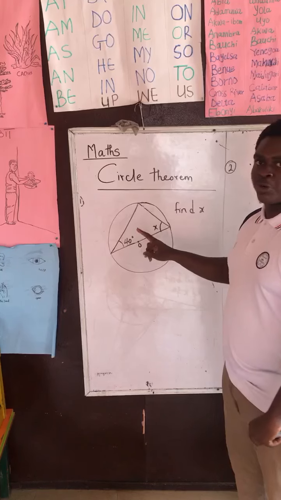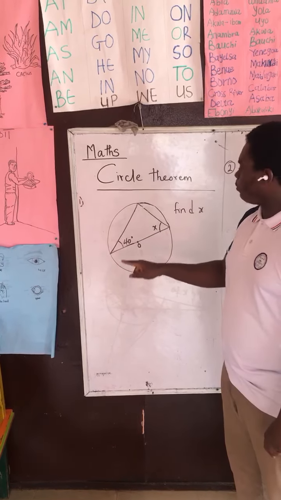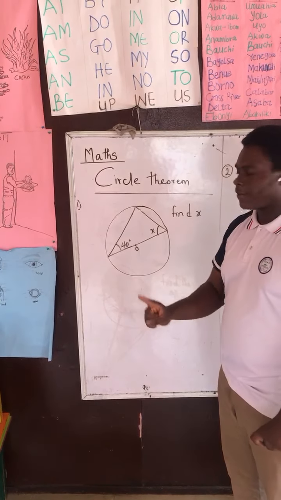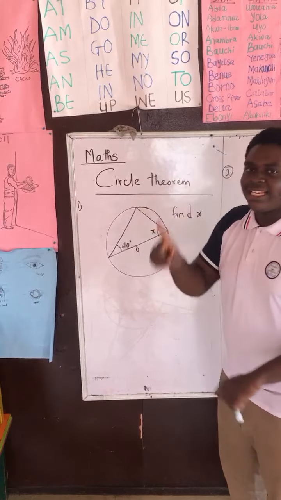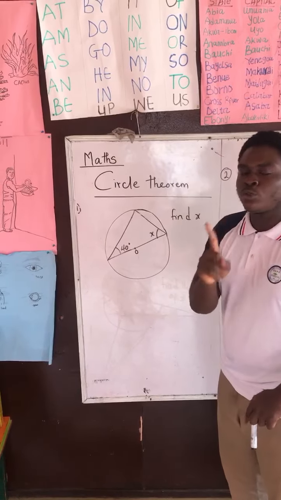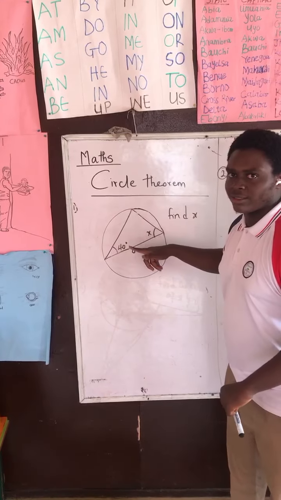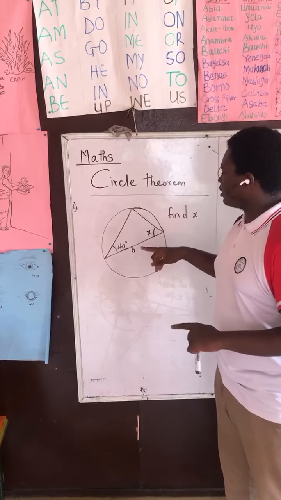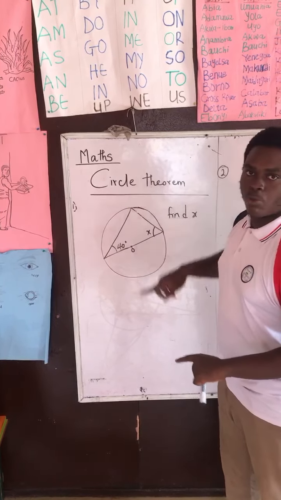Now the theorem used to solve this problem is that any angle formed from the diameter of a circle is equal to 90 degrees. This is a diameter. What's a diameter? A diameter is a line that divides a circle into 2 equal parts. This diagram might not be drawn to scale, but this is the diameter. As far as you can see the center here, it divides the circle into 2 equal parts.